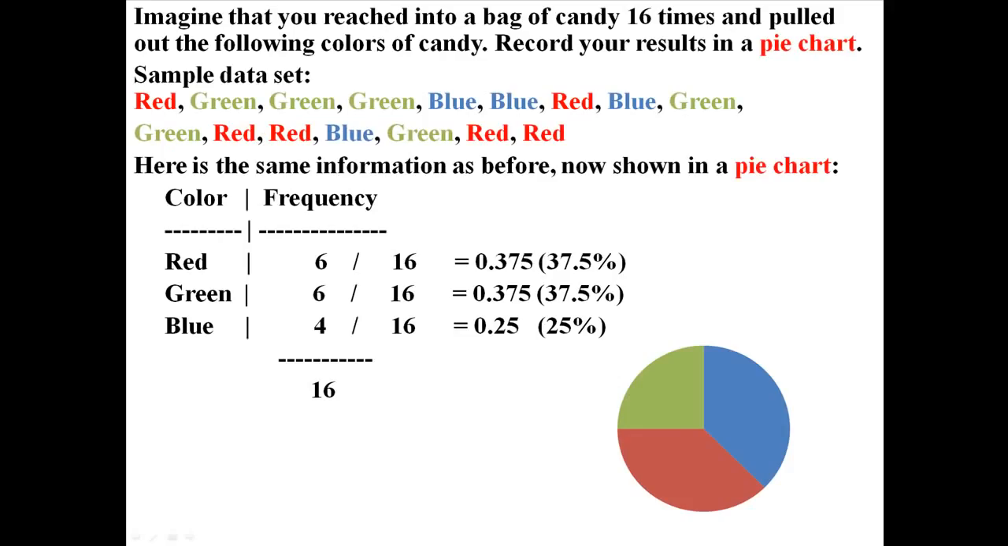So back to the candy example, here's the same information as before, now shown in a pie chart. You can see that about 37.5% is given to red, 37.5% is given to green, and the other 25% is left over to blue. We still have the same frequencies as we did before, except now it's organized into a pie chart, which is probably the easiest way of displaying the data, the easiest way of looking at it, but it also doesn't tell us very much about what the original numbers were. It's not as descriptive as the bar graph was.